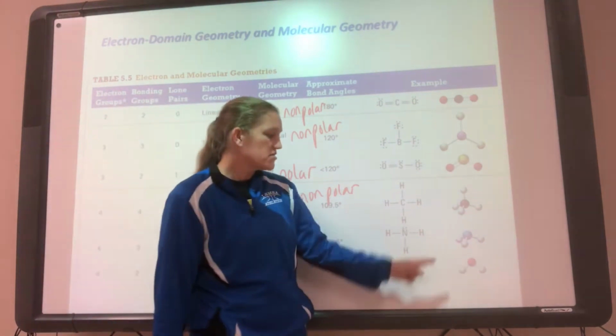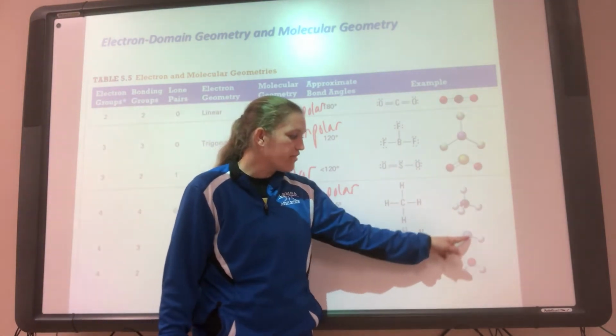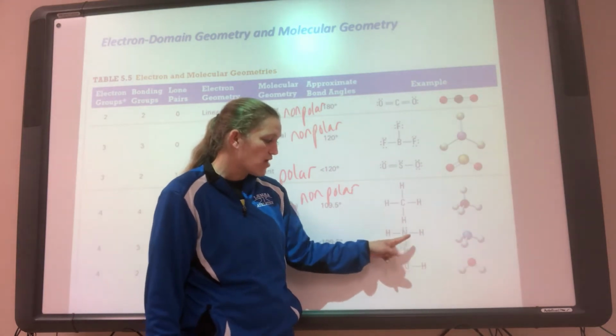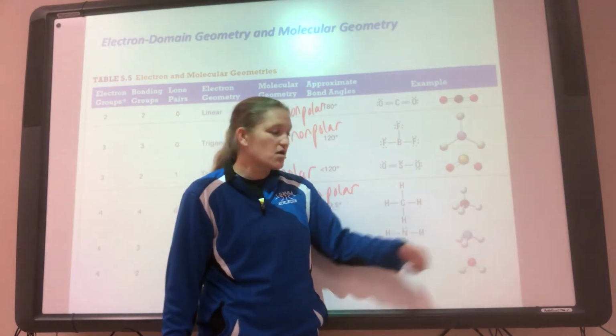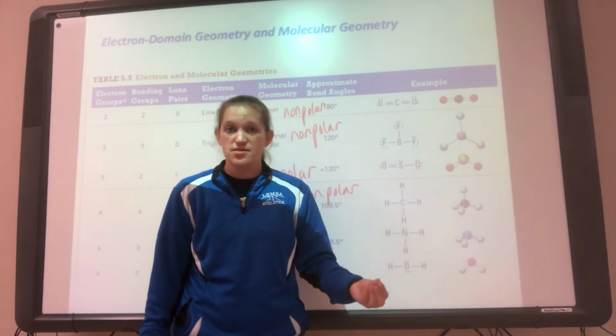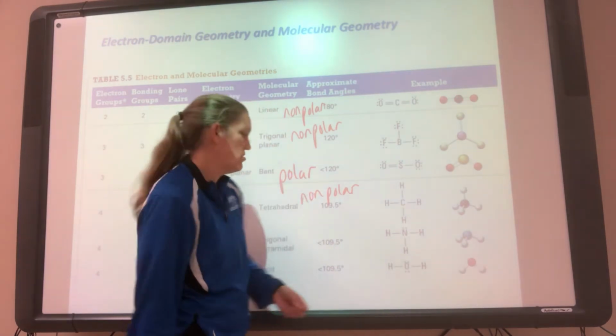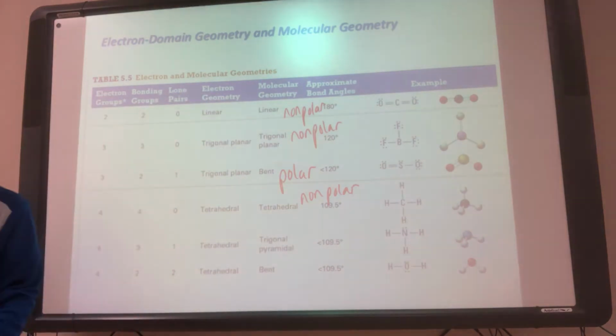All right, let's look at this guy. So these are all three at an angle. So if they're all three at an angle, think about there's three of them and they're at an angle. Is my nitrogen going to move? Yes. So he's going to move. So if he moves, what is he? He's going to be polar.